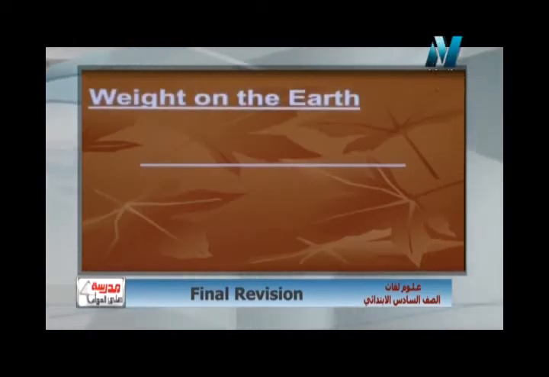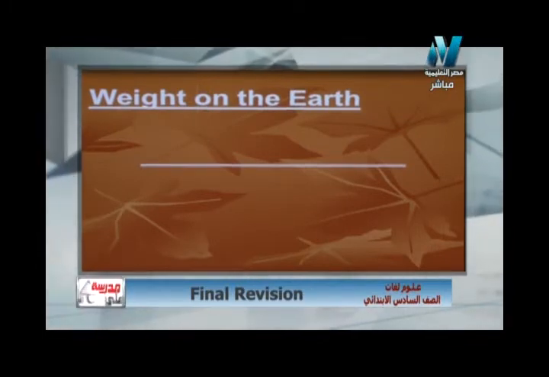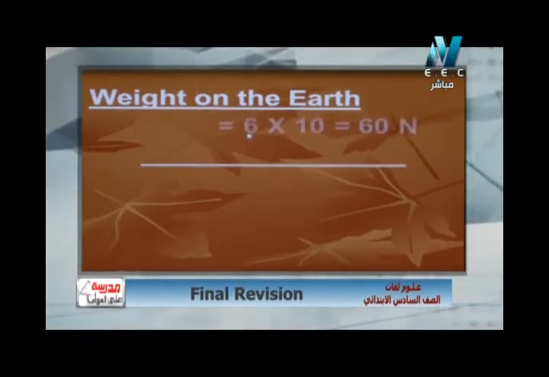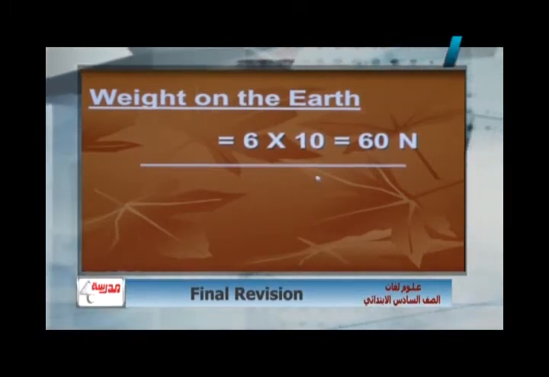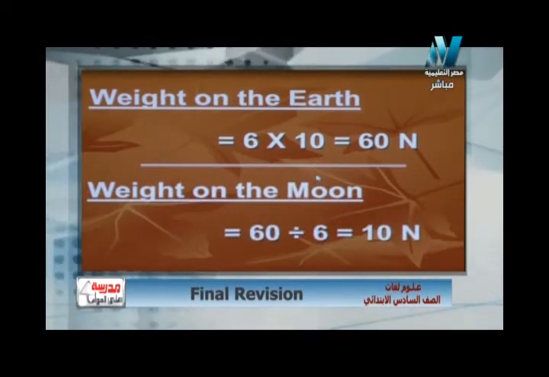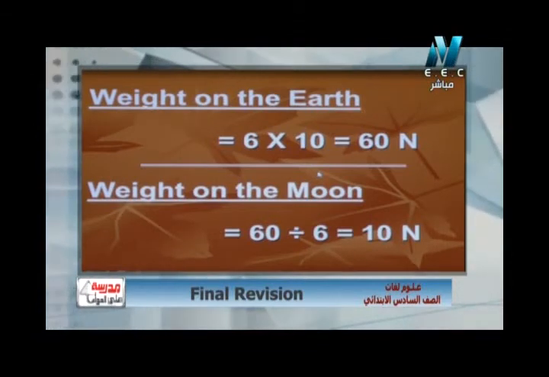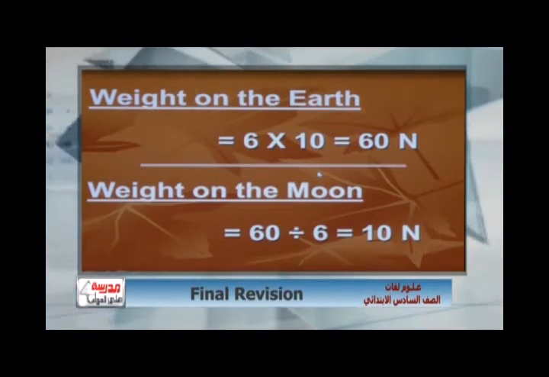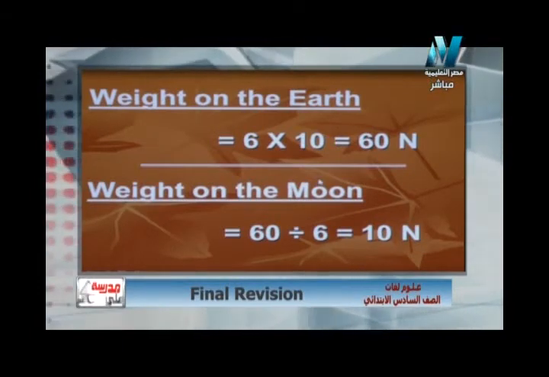Weight on the Earth, how can we solve weight on the Earth? Weight on the Earth equals mass by 10. So it will be 6 by 10 equals 60 Newton. So what about weight on the moon? Weight on the moon equals weight on the Earth divided by 6. So it will be 60 divided by 6 equals 10 Newton. So again, weight on the Earth equals 6 by 10, and weight on the moon equals weight on the Earth divided by 6.